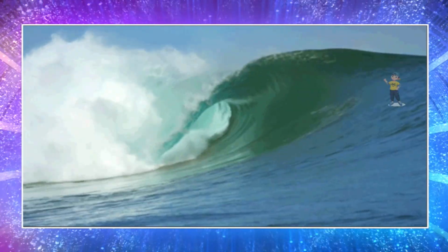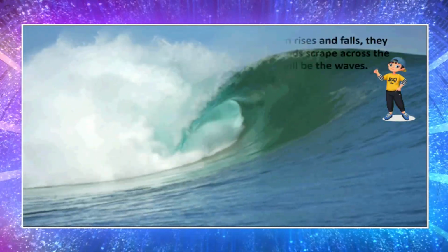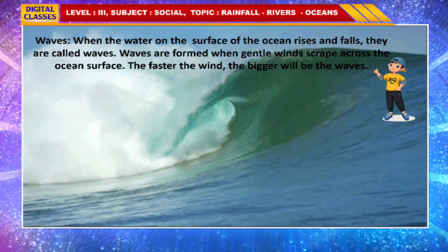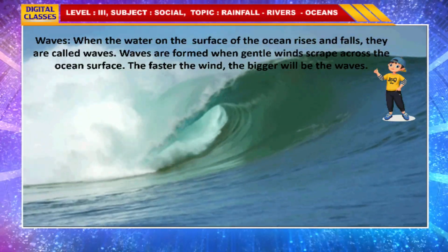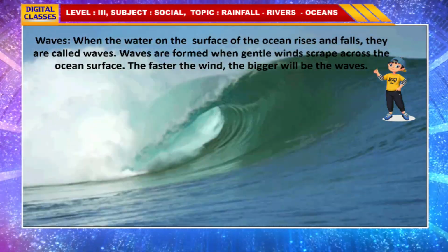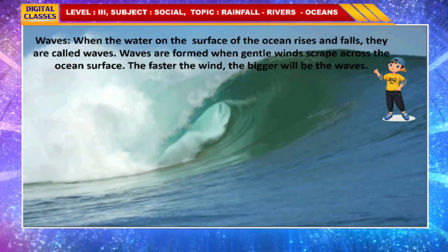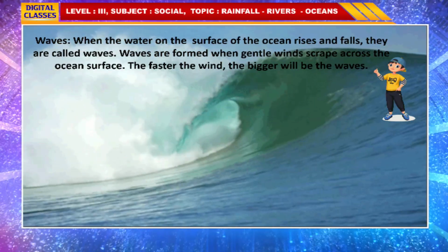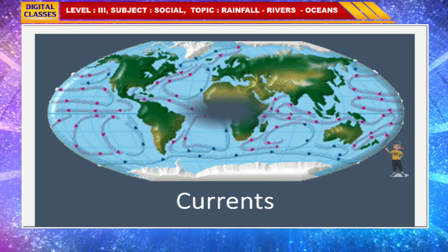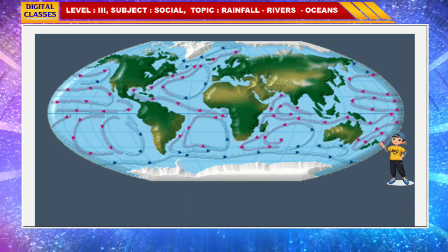The first movement of the ocean is waves. When the water on the surface of the ocean rises and falls, they are called waves. Waves are formed when gentle winds scrape across the ocean surface. The faster the wind, the bigger the waves will be. Now let us learn about another movement, that is the currents.